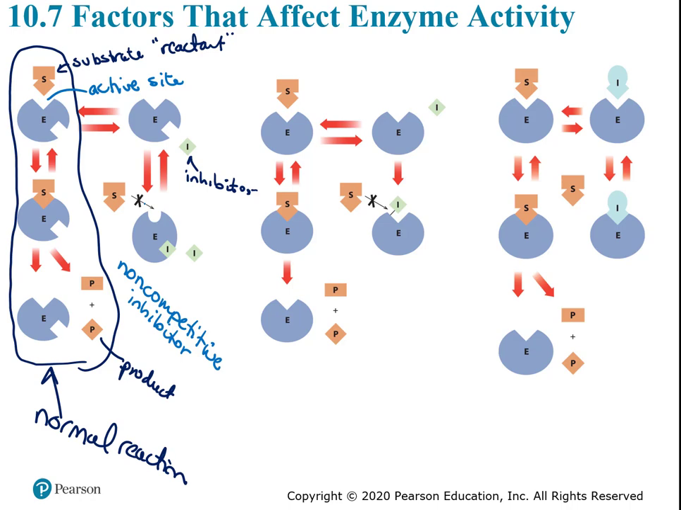So it's almost like changing the lock. It changes the shape of the lock and the key doesn't fit anymore. So that's a non-competitive inhibitor. This is what happens with lead poisoning. Remember we were talking about lead poisoning and how lead chips taste sweet, and that's why little kids eat lead paint chips. So lead is a non-competitive inhibitor.